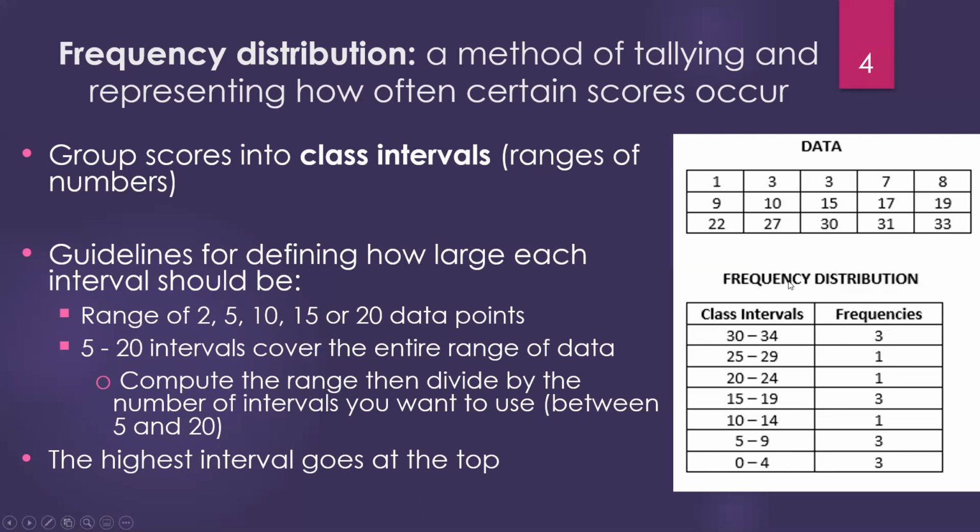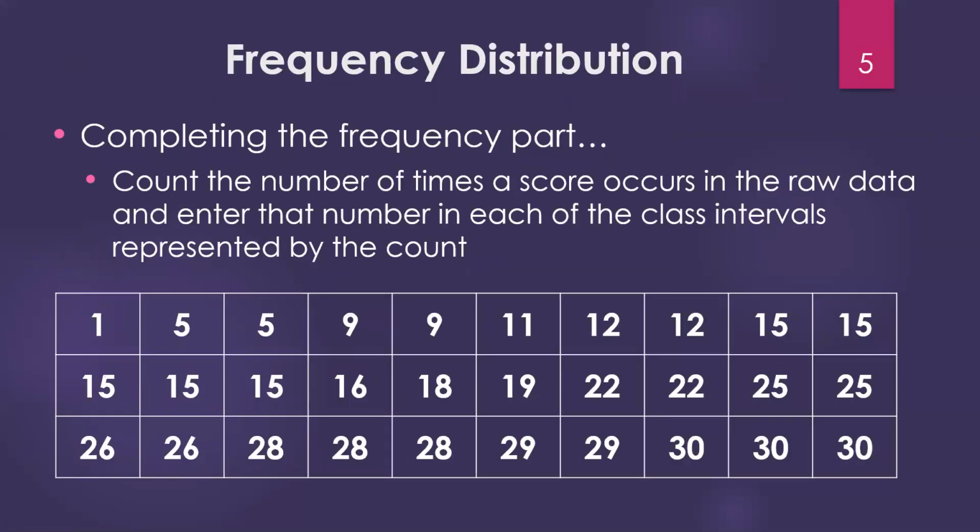Let's do one together, and I think this will make a little more sense. So this part at the top here about completing the frequency part, we're counting up the number of times a score occurs. So let's say I give you these data here. This is a bigger data set ranging from 1 to 30. Let's say these are also meal prices, right? And we want to create a frequency distribution for these 30 meal prices.